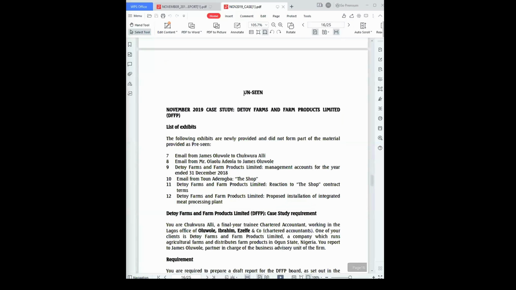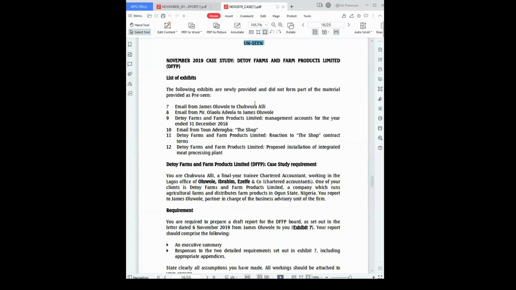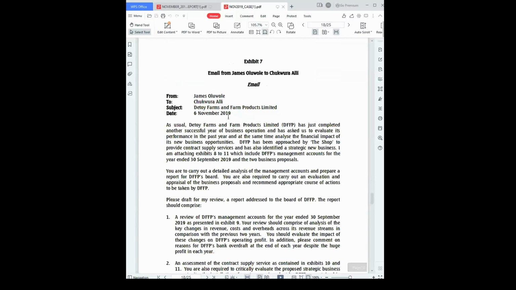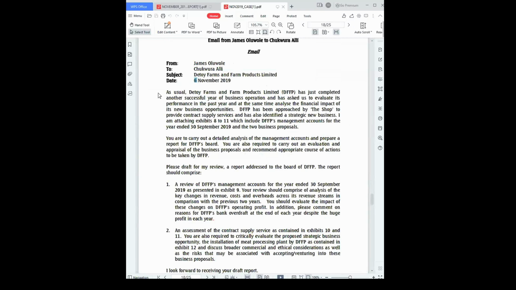Then on the exam day, they got the unseen. It came with six more exhibits, right? So that means they had 50% of the case before the exam and 50% on the exam day, making 100%. So let's see Exhibit 7. This exhibit is from James Oluwole to Shukura Ali. James Oluwole is your supervisor, and he is talking about the job.